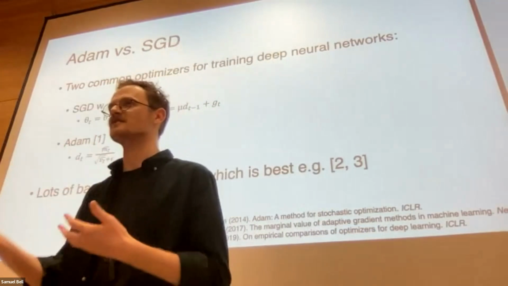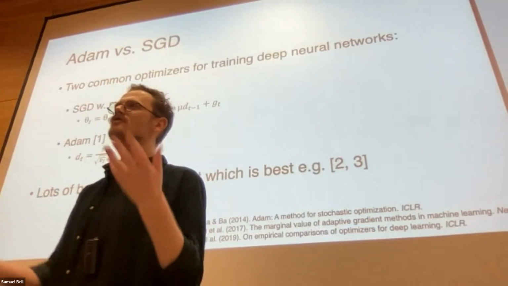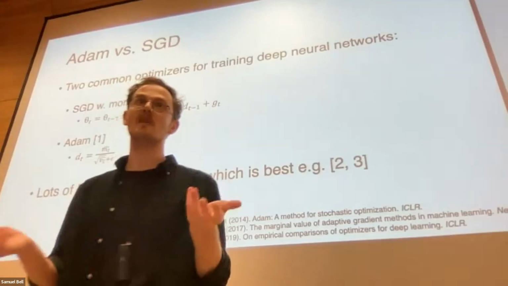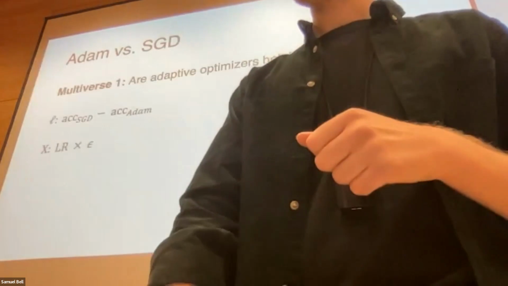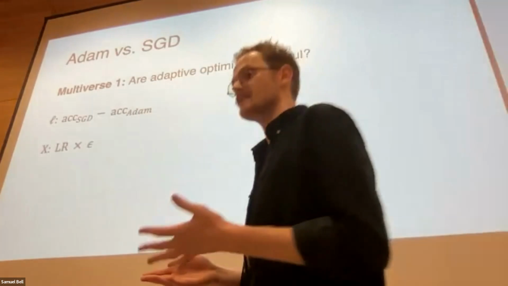So you can see that there's a sense of, we disagree with each other as a community. That's good. That's part of the scientific process, but maybe there's a way we can cut through that. So are adaptive optimizers helpful?